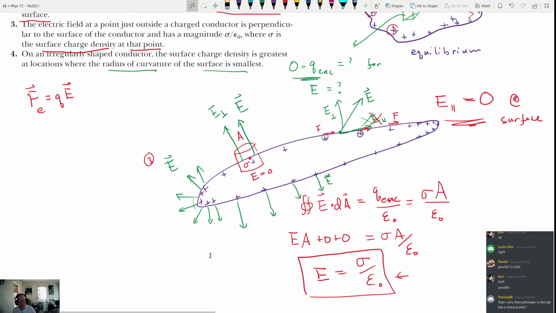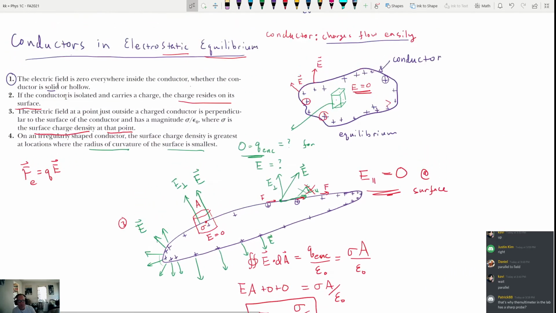So these 4 rules are just referred to as the rules for conductors in electrostatic equilibrium. I didn't take this list from your textbook because your textbook tells you all this information, but it kind of spreads it out over multiple chapters. And you really do just need to know all these 4 pieces of information because they're going to keep coming up over and over again.